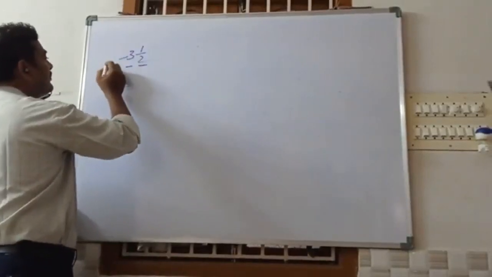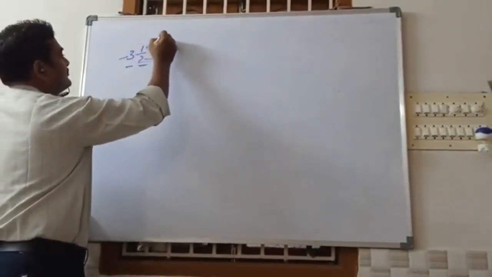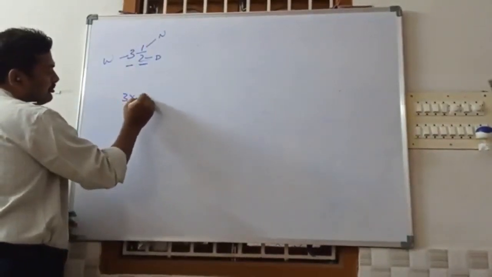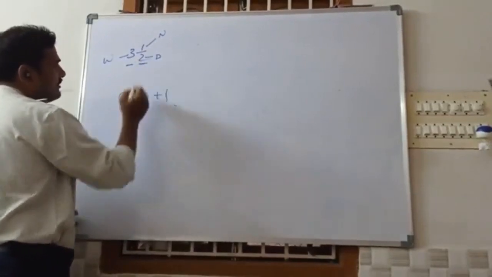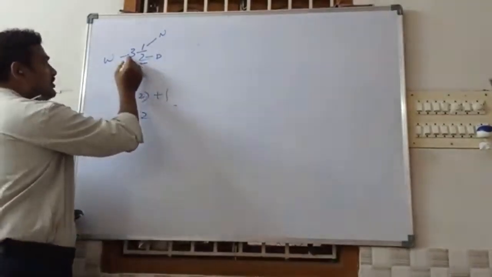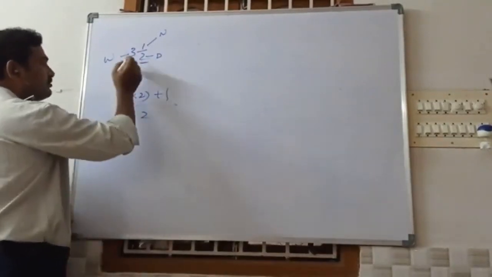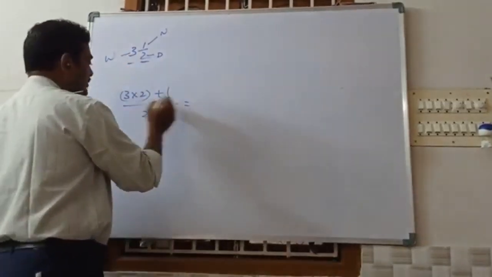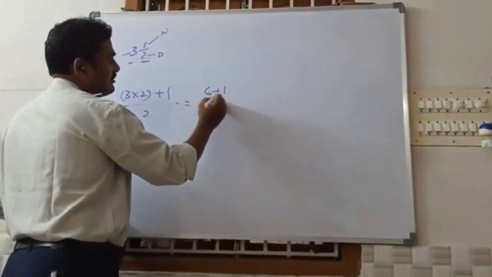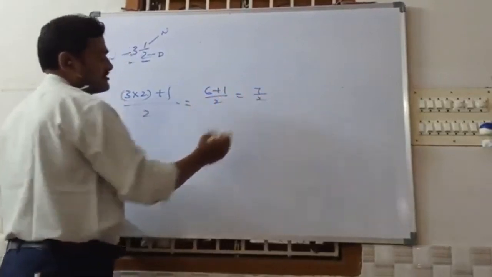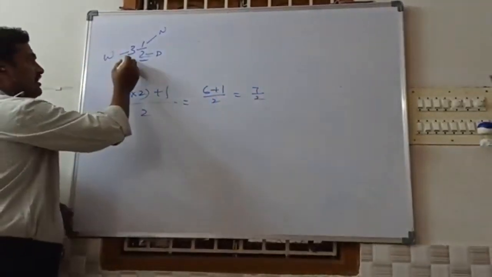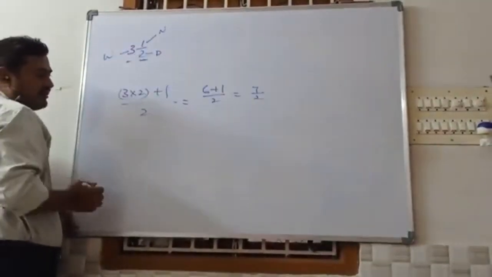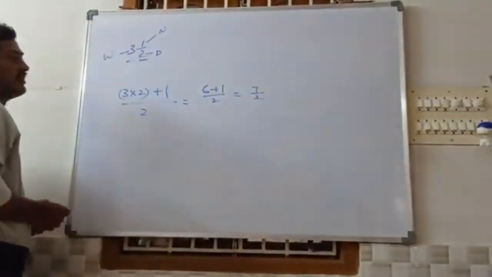How do we convert a mixed fraction into an improper fraction? This is the whole number, this is the denominator, this is the numerator. Now here, 3 into 2 plus 1 by 2. That means 3 2s are 6 plus 1 by 2, that equals 7 by 2. So 3 1 by 2 means 3 and a half, which is nothing but 7 by 2.